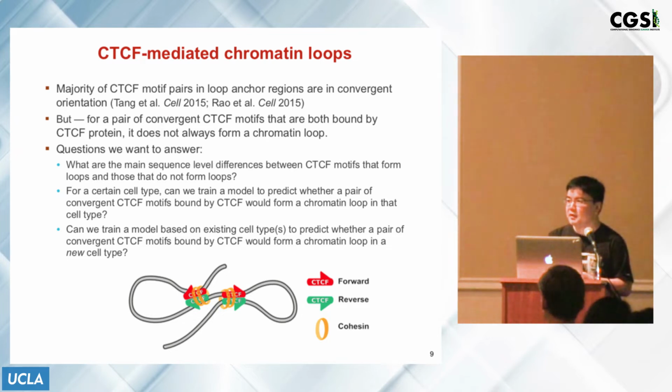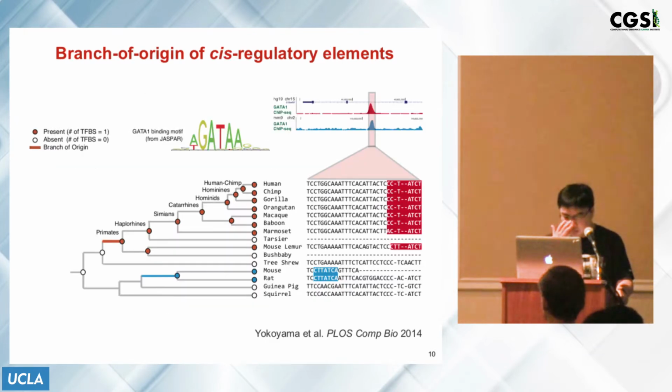And third is, if you train a model in one cell type, are you able to predict a loop in a new cell type? So we want to do cross cell type predictions, because enhancer promoters might be very cell type specific, but here we try to see if there's anything that is shared between these different cell types. So a few years ago, we developed this approach. I won't get into details, but if you're interested, you can look at the paper.